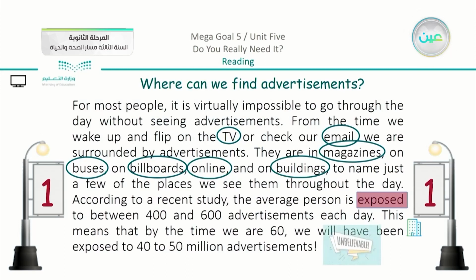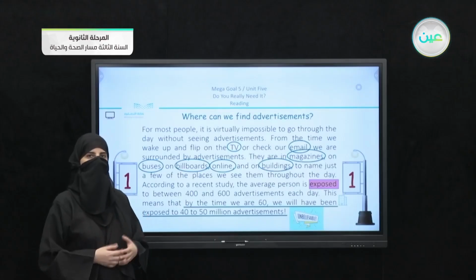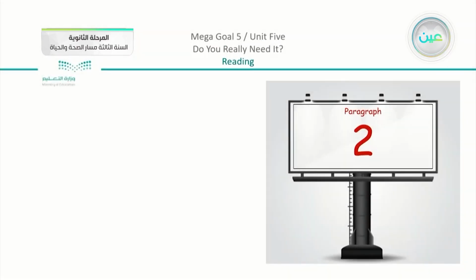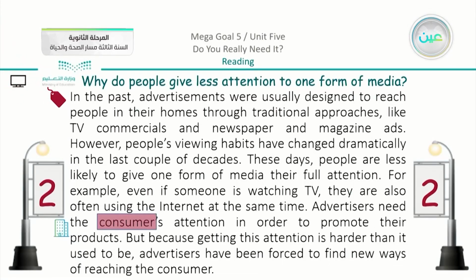And just to add here some fact that we can see here, now the fact says by the time we are 60, we will have been exposed to 40 to 50 million advertisements. So just imagine the number of advertisements that you have seen. Now moving on with our second paragraph, we have paragraph number 2. We are going to do the same thing. We want to look for the main idea that we have here, and also you have the question, why do people give less attention to one form of media?